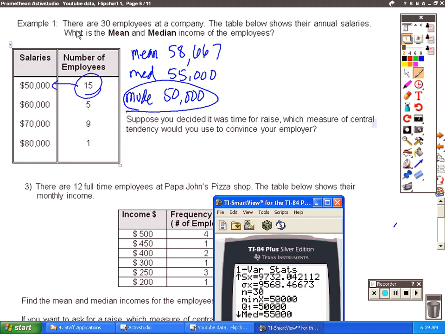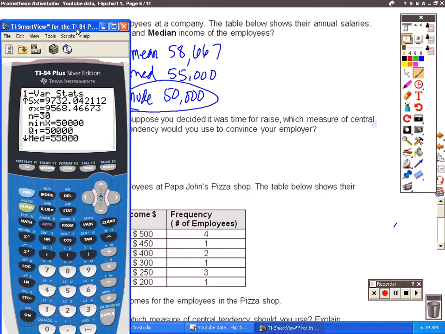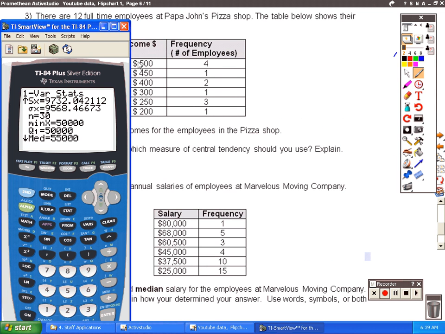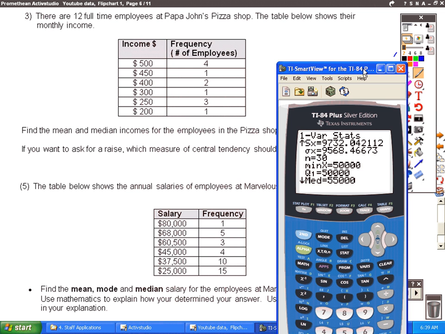The next example is employees at Papa John's, and it's another income. I don't know how often this income is. Let's see what it says. The table below shows their monthly income.